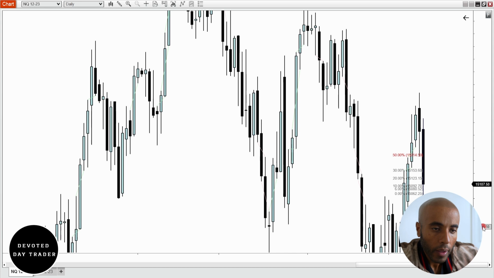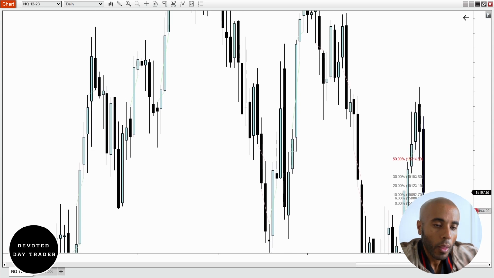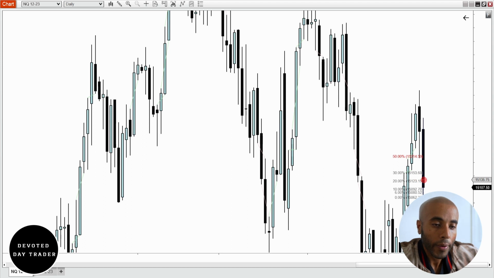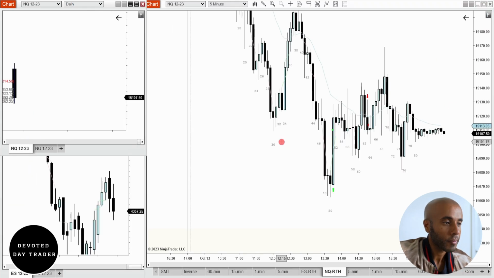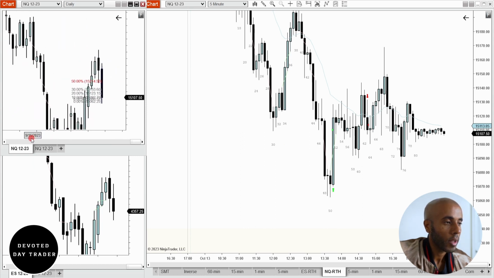So I wanted to take profit on NQ at around this level, which is the 30% retracement, which is 15153.60. So this is the low of today. When it was going higher, I reasoned that the day was going to close between 20% to 30%. And so I had my eyes on this 153 level.